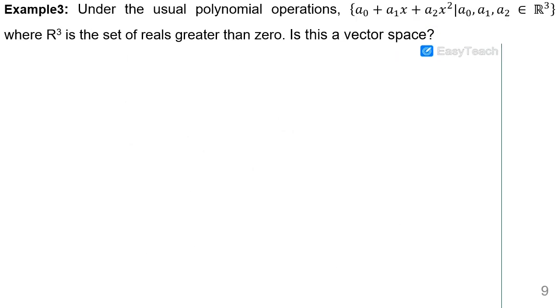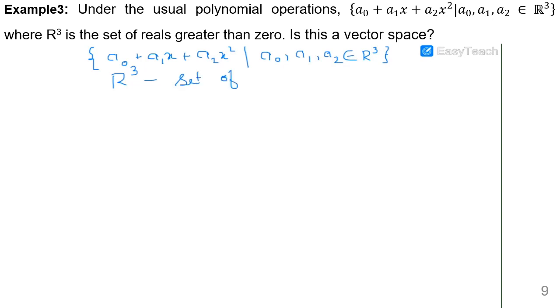Let us try to solve the third problem. Given the polynomial a0 plus a1x plus a2x square such that all these coefficients a0, a1, a2 belong to R cube, and this R cube is a set of reals greater than 0, which means they are all positive.